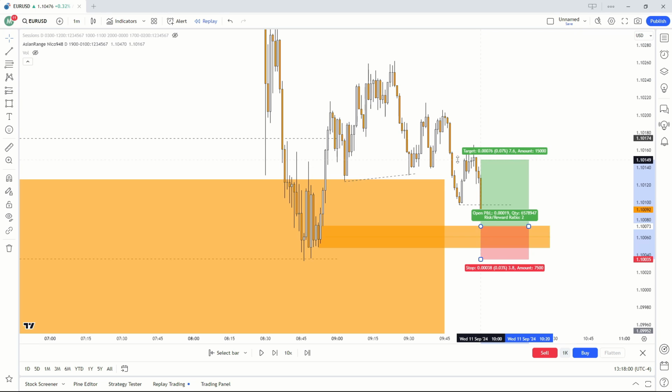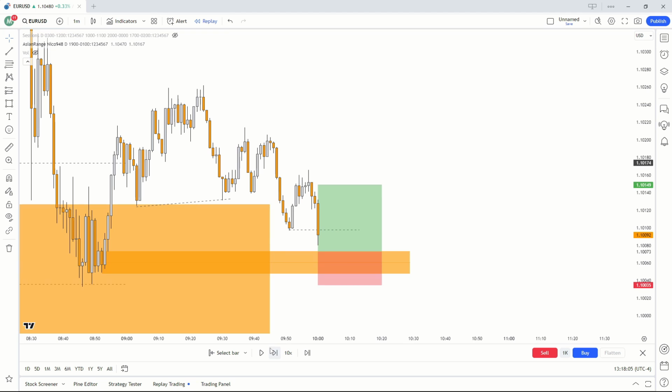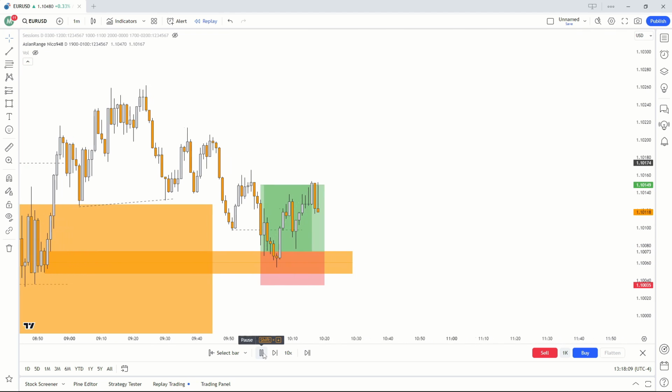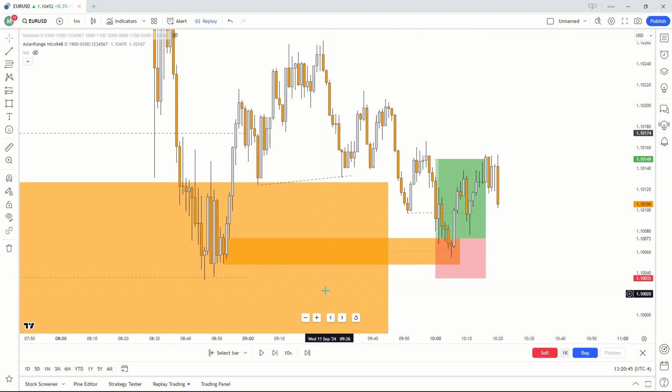Now, I was over leveraging on this trade. However, I had confidence due to all my confluences and I wanted to pass my challenge, which I did. So if I play out the trade, you can simply see we do hit the 1 to 2 very quickly. Implementing the CRT, the candle range theory, simply saved me from losing out on this trade.